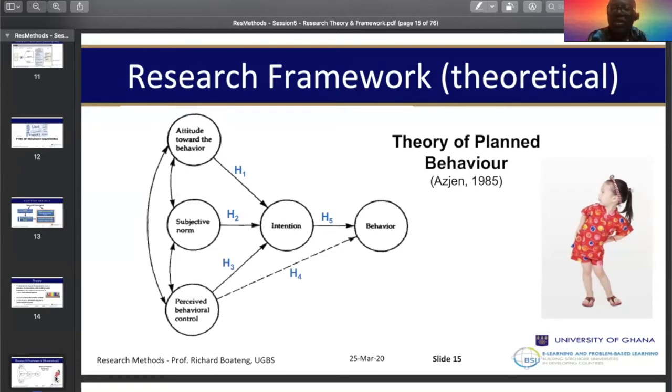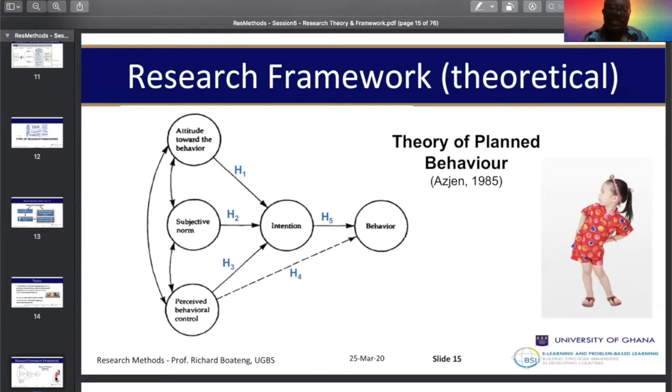Ajzen says that to be able to predict somebody's intended behavior, or intention to perform a behavior, is a function of the attitude of the person towards the behavior, the subjective norms, the norms in society that subject the person to perform the behavior. And then there are certain perceived behavioral controls, which can control the person's intention to perform the behavior. And then when these predict the intention, it does not mean that I perform the behavior. Intention can then lead to the performance of the behavior.